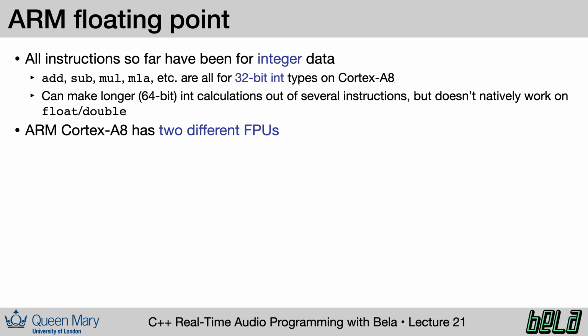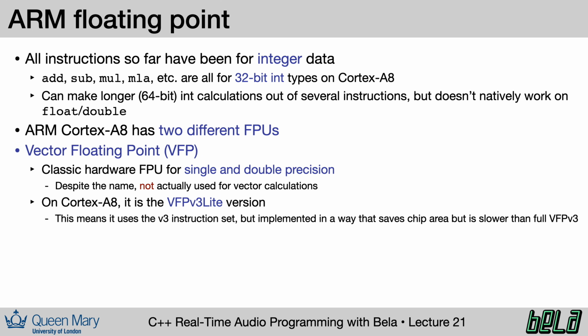The first thing to understand is that the ARM Cortex-A processors actually have 2 different types of FPU on board. The first of these is called the Vector Floating Point Unit, or VFP. Now, ironically, despite the name, the VFP is actually not a vector processor, in that it does not perform parallel calculations on multiple pieces of data at once. Instead, it's a classic scalar floating point unit which can do all of the usual floating point operations, but on one number at a time.